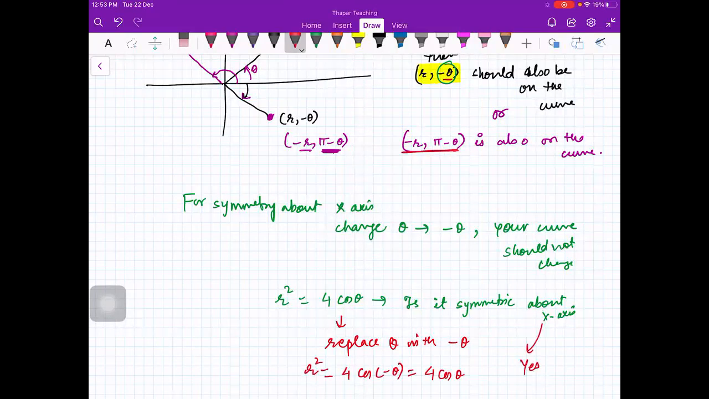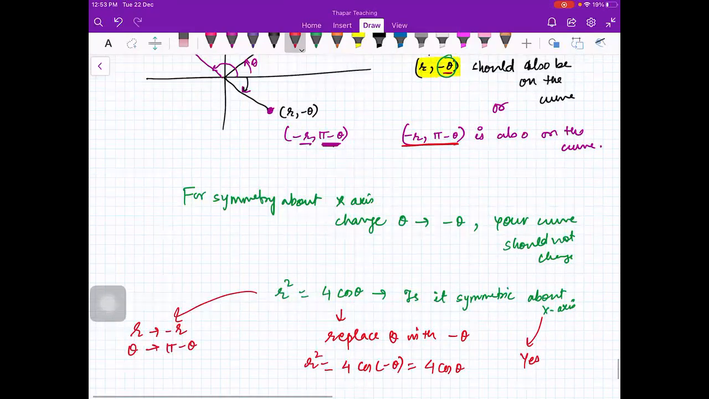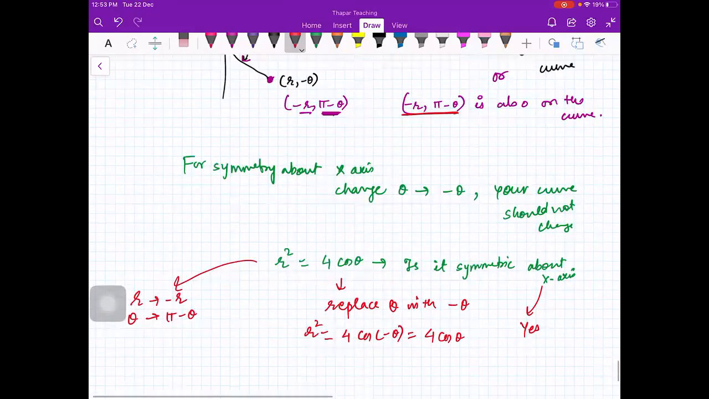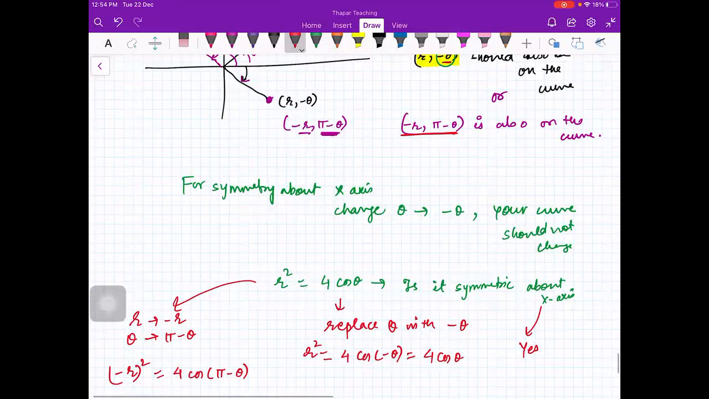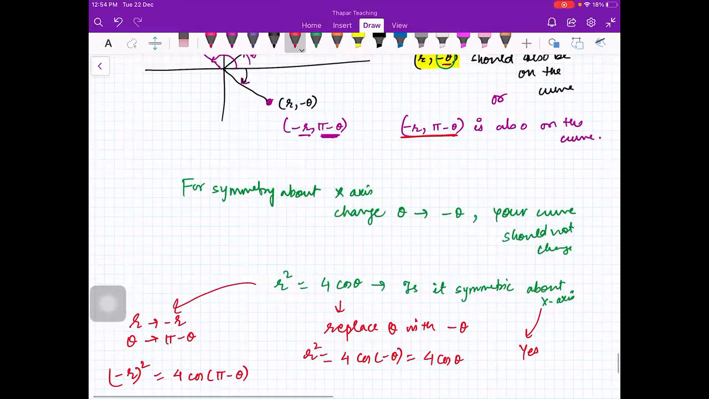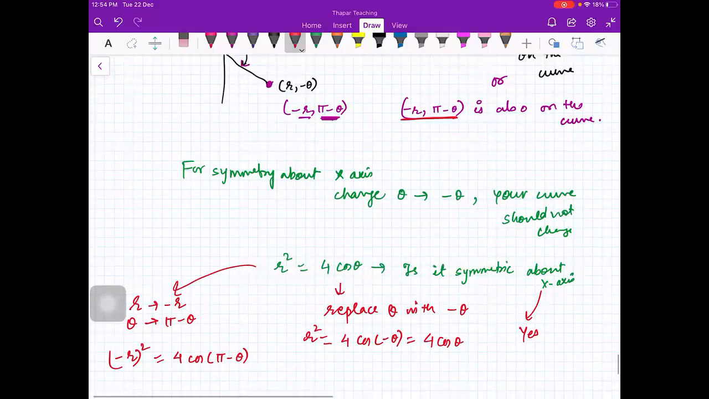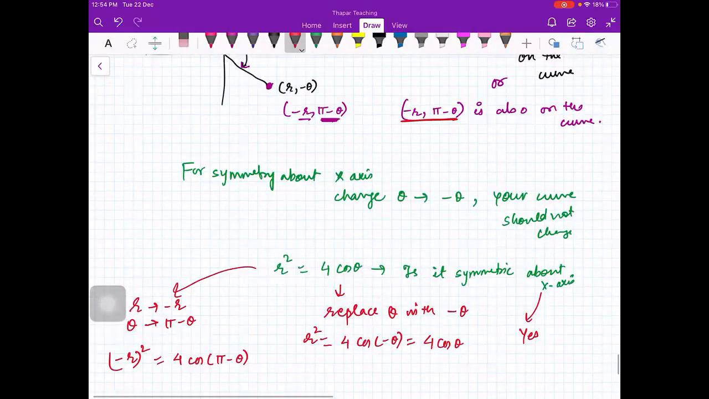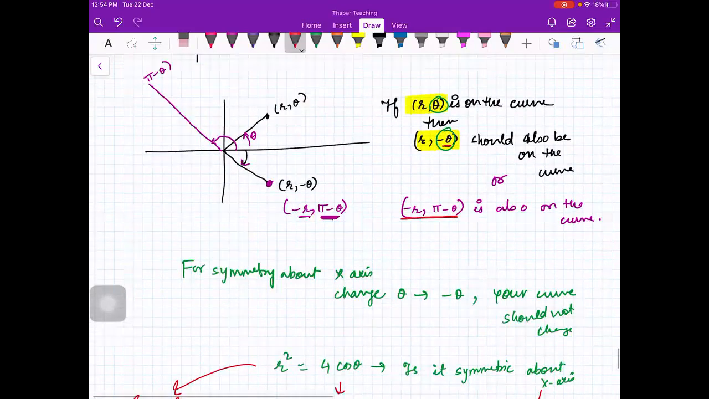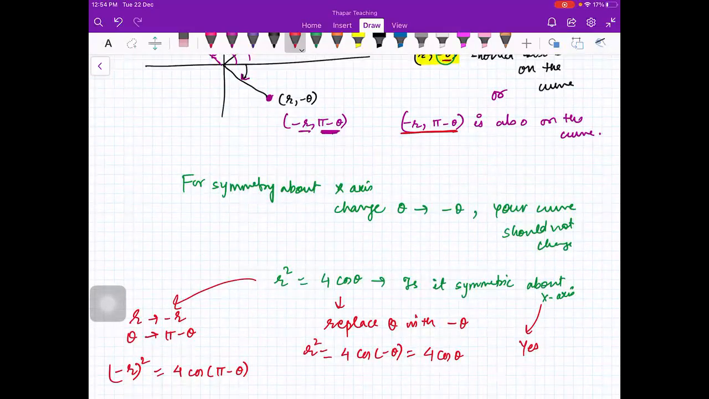Or you can test this also. Here you change r with minus r and theta with pi minus theta. What will happen? Minus r square is equal to 4 cos of pi minus theta. It will change, right? This is r square, cos of pi minus theta will come as minus cos theta. No, our curve should not change. Just a minute. This is symmetric about the x-axis, right? Just a minute. I have taken minus r and pi minus theta, can it be cos of 2 pi minus theta?